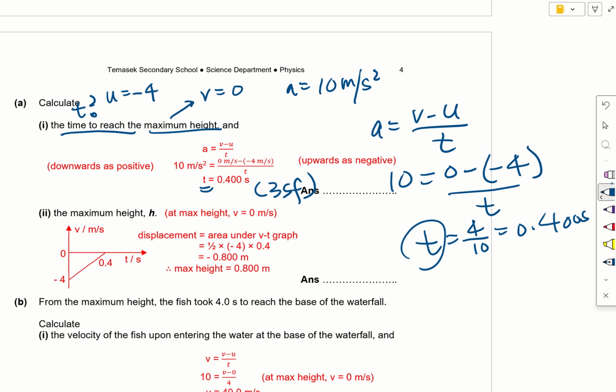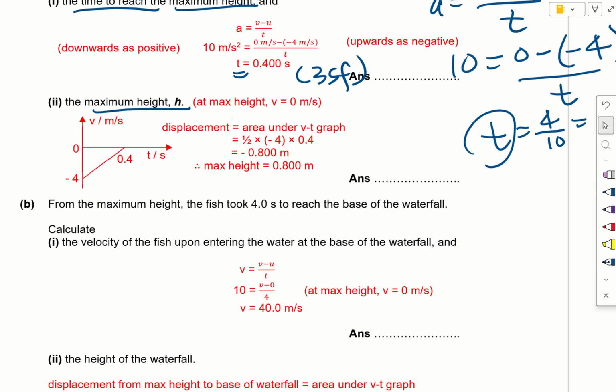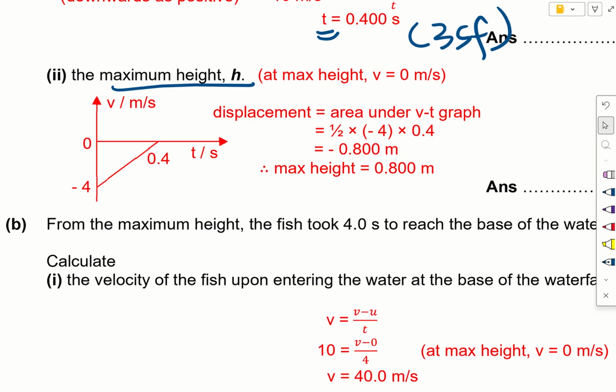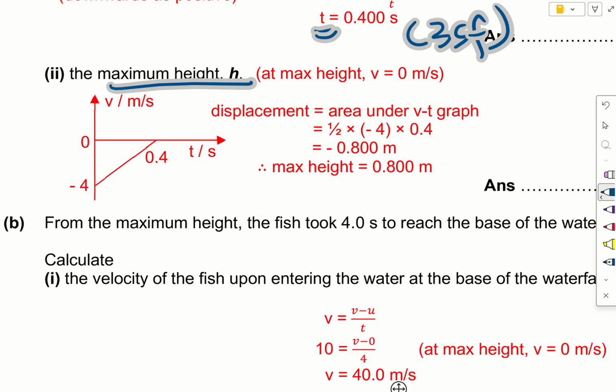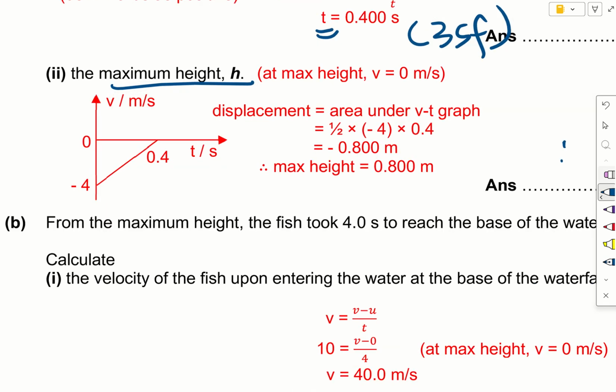So they want us to calculate the maximum height. Again we can use a VT graph. So initial velocity at time equals to 0 is actually minus 4. Why is it minus? Because it is going upwards. And how long does it take to actually reach a velocity of 0? It is 0.4 seconds. We calculated from part 1. And displacement is the area under the graph. So it's equals to minus 0.8.